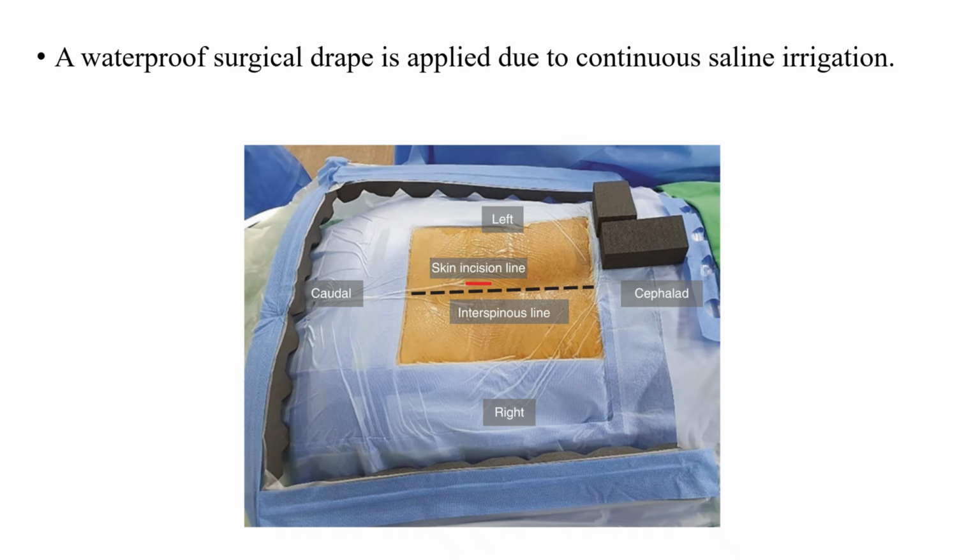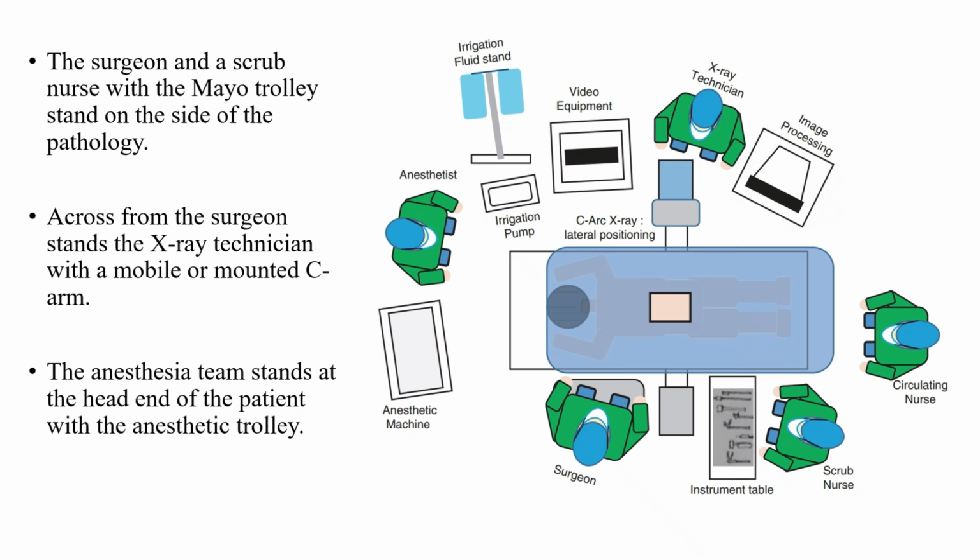In the AP view, you should draw a midline and identify the target level, and you have to give a paraspinal or paramedian skin incision, just lateral to the midline.